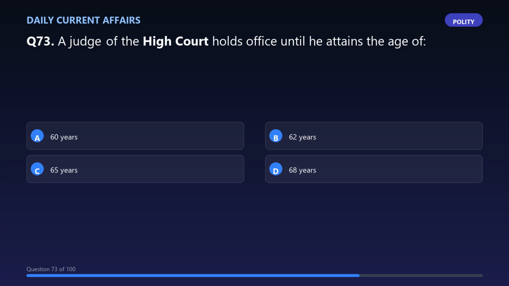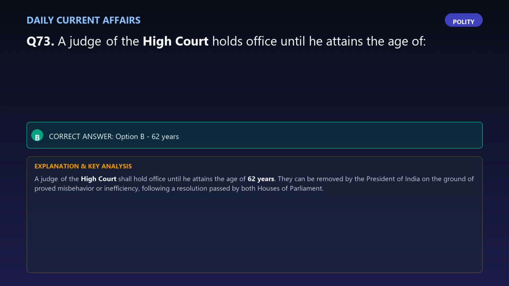Question 73. A judge of the High Court holds office until he attains the age of. The correct answer is option B, 62 years. Explanation: a judge of the High Court shall hold office until he attains the age of 62 years. They can be removed by the President of India on the ground of proved misbehavior or inefficiency, following a resolution passed by both Houses of Parliament.